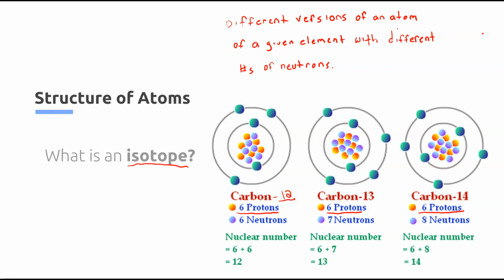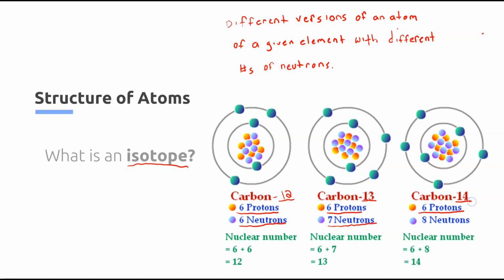12 is the atomic weight. So there are 6 protons plus 6 neutrons. 6 plus 6 is 12. Carbon 13. Carbon 13 is the atomic weight. You know it has 6 protons, so now you can tell that it has 7 neutrons. 6 plus 7 is 13.